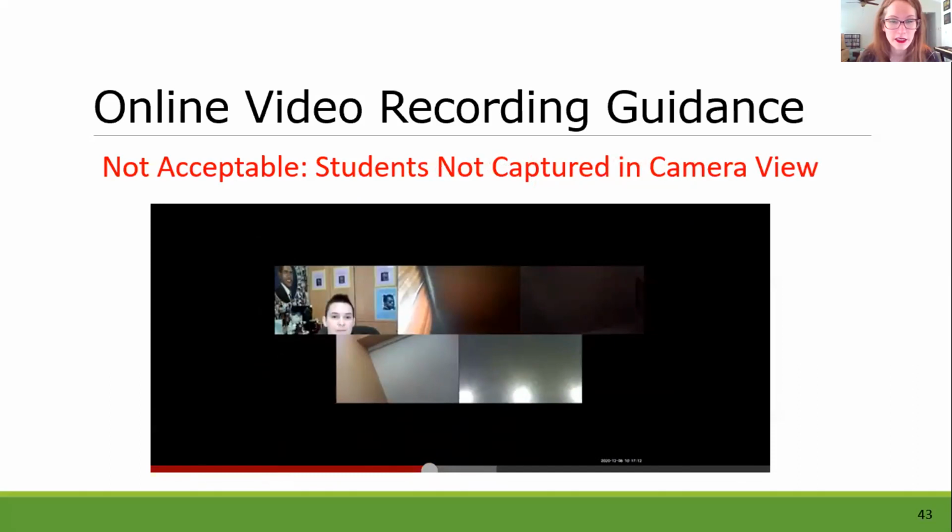This one's really interesting, a collection of ceilings, floors, and walls. So again, it's not enough for the cameras to be on. The cameras really have to be focused on the students. Okay, in the next slide.